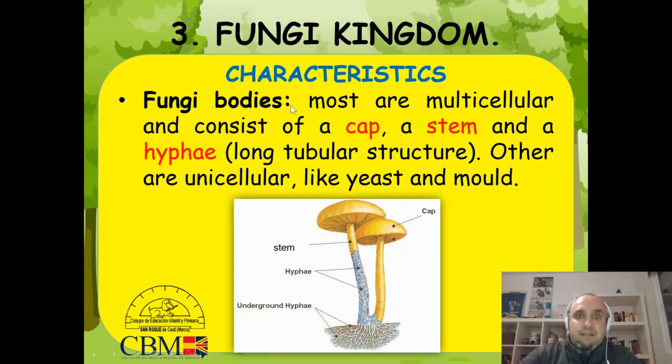So as it is said here, most are multicellular organisms and consist of a cap, a stem here, and hyphae, which are long tubular structures. So long tubes under the soil. They look like roots, but they are not roots because fungi are not plants. There are some other fungi that are unicellular. They only have one cell, and those are the yeast and the mold. You know the example, yeast and mold.